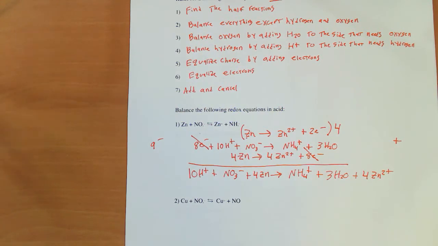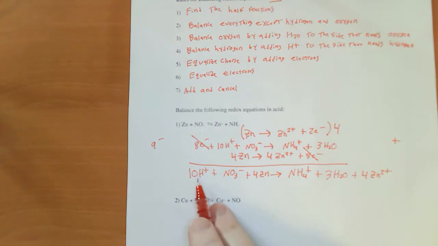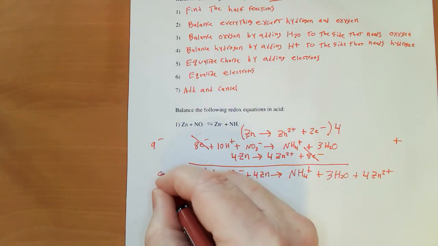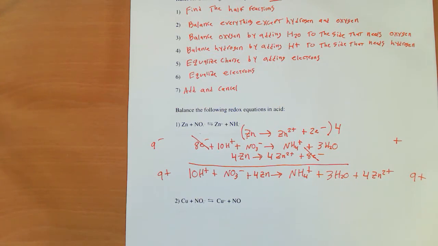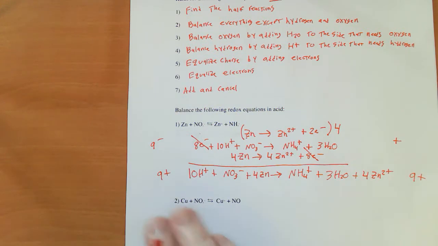Okay. Now, kind of a quick check, not a perfect check, but a quick check to see if I've done well, is just to look at total charge. 10 plus and 1 minus is 9 plus. 2 times 4 is 8 plus, and 1 more is 9 plus. If the charges on both sides are the same, the chances are it's balanced correctly. I can go back and check every atom, and it's probably a good idea to do that, but if the charge is the same, you probably did a pretty good job.